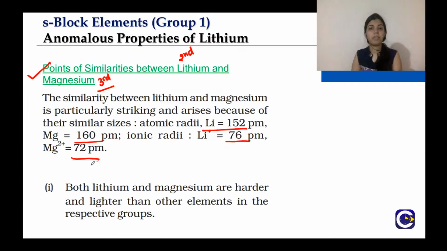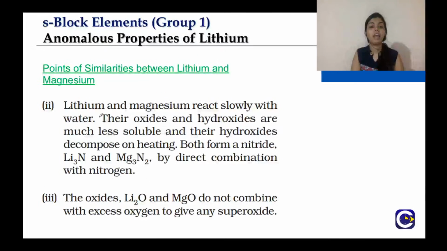So what are the properties in which they show similarities? Both lithium and magnesium are harder and lighter than the other elements in the respective groups. So in group 1, if you compare, lithium will be harder and lighter, and magnesium will also be harder and lighter in group 2. Lithium and magnesium both react slowly with water, their oxides and hydroxides are much less soluble, and their hydroxides decompose on heating. Right?